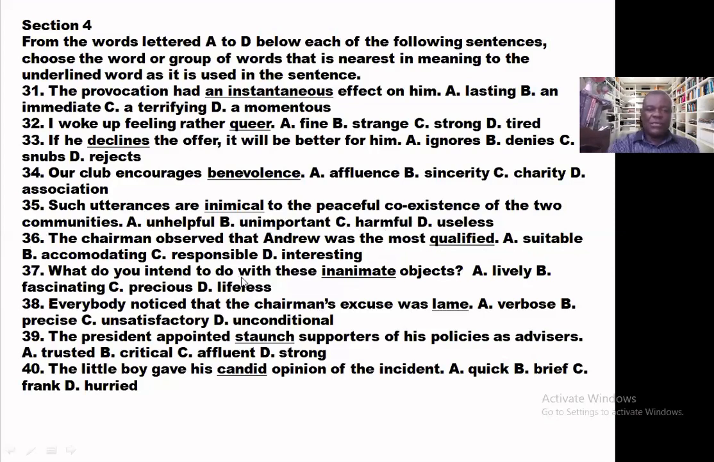37, what do you intend to do with these inanimate objects? If something is inanimate, of course, it is not a living object. A, lively, no?